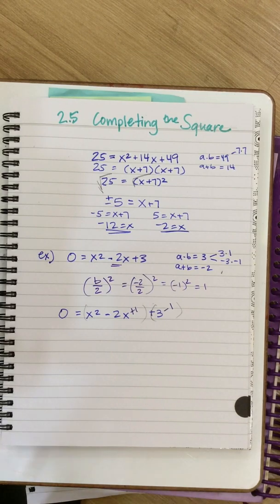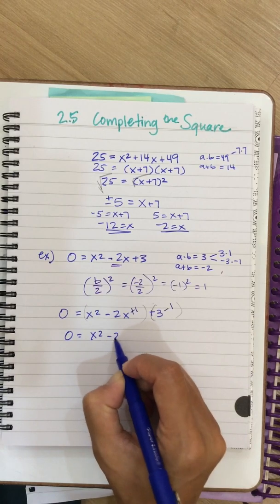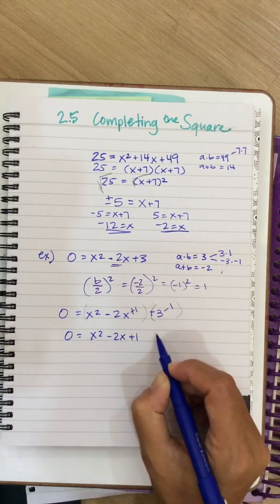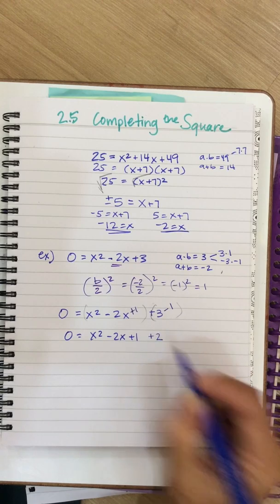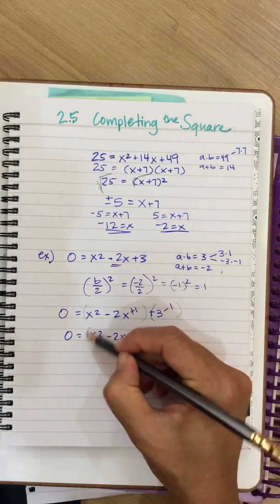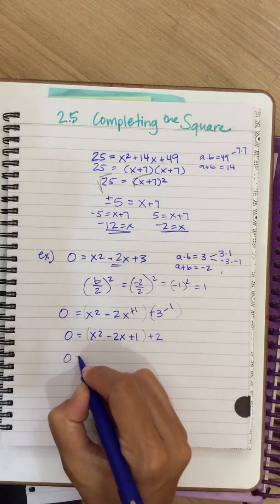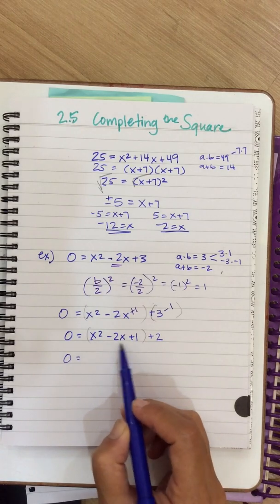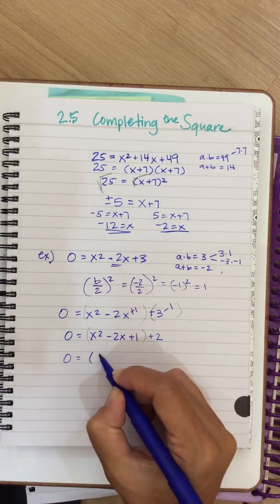Okay, so now let's rewrite this. So now I have 0 equals x squared minus 2x plus 1. And then over here, I have plus 3 minus 1, so that's just plus 2. Okay? This is still in our parentheses if you want to think about it that way. Now I can factor this, because guess what this is? X squared minus 2x plus 1 is a perfect square.